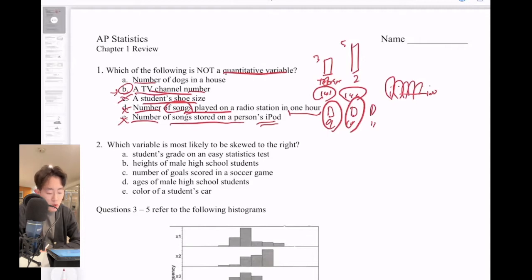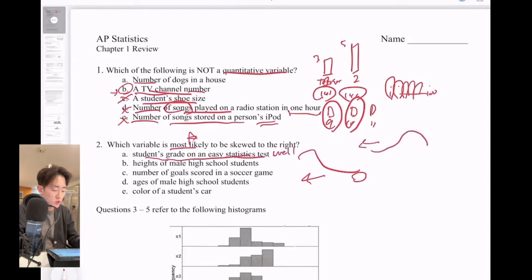Which variable is most likely, keyword most likely, skewed to the right. Now, skewed to the right means that the vast majority of the data would fall on the low end of the spectrum, and only a few would fall on the high end. If you take a look at this, a student's grade on the easy statistics test means that the vast majority of the people will do well. So this will be an example of a skewed left distribution where the vast majority will get very high scores and only a few will do badly. Most of the data will be on the right-hand side, making this data skewed to the left. So A is definitely not it.